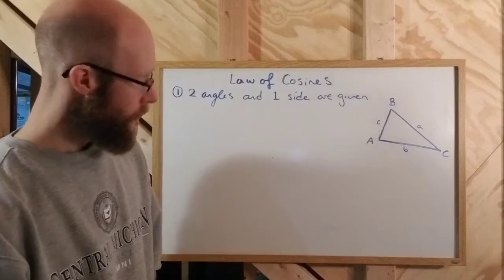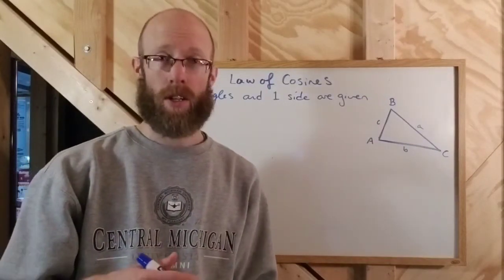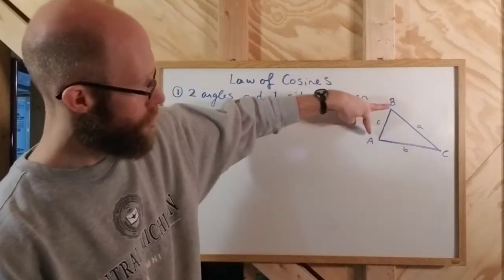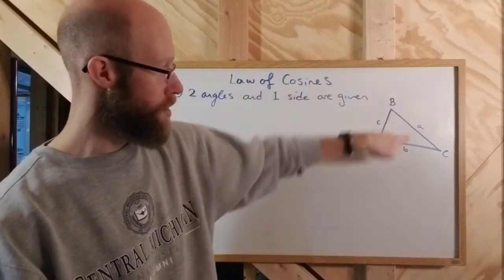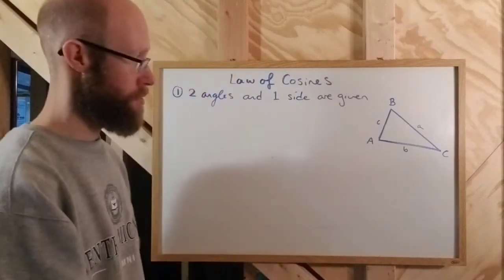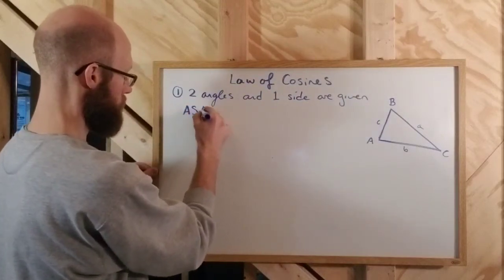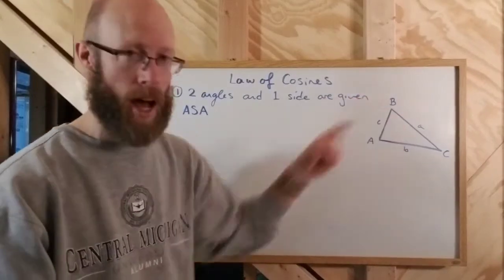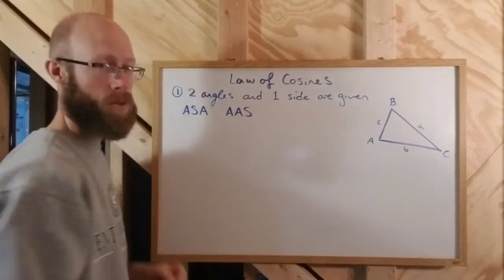So if you're given two angles and one side, it doesn't actually matter which combination they're in. You could have two angles and the side between them, or two angles and one of the sides adjacent, not between them. It's possible. So you could have an angle, side, angle situation, or you could have an angle, angle, side situation. Either of those.